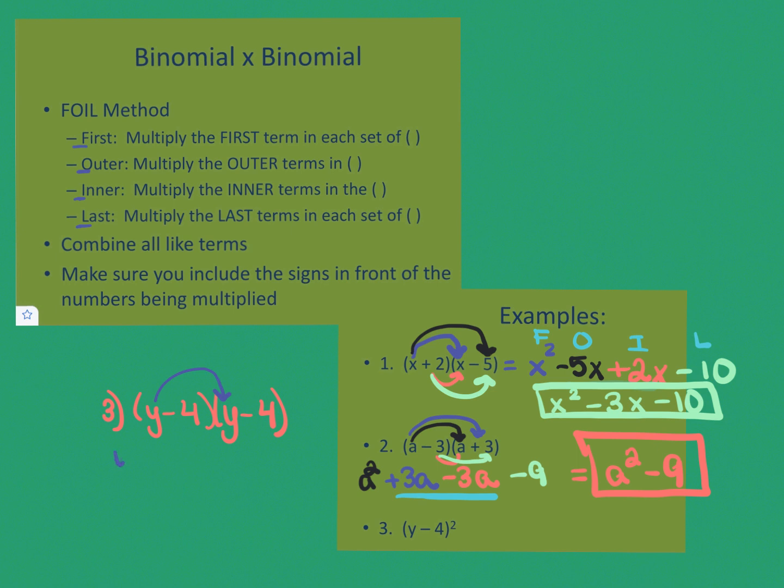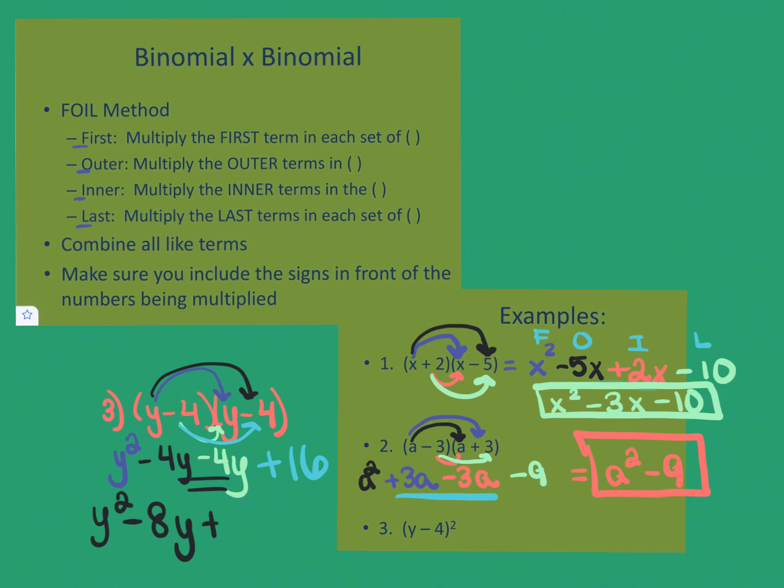Y times y is y squared. Y times negative 4, negative 4y. Negative 4 times y, negative 4y. Negative 4 times negative 4 turns us to a positive 16. Middle terms are alike, so final answer, y squared minus 8y plus 16.